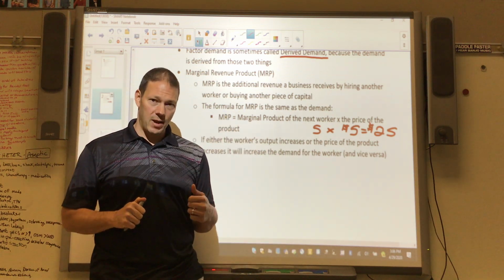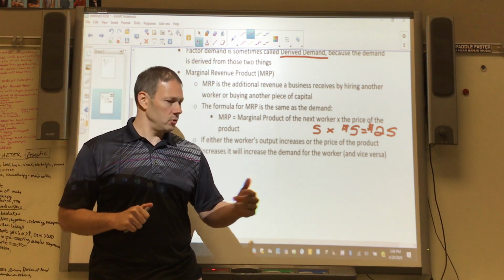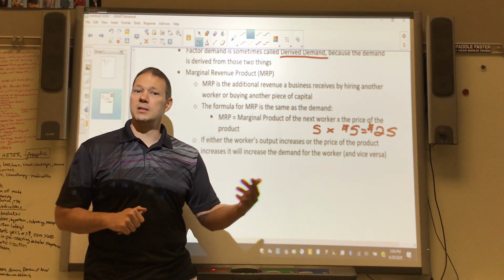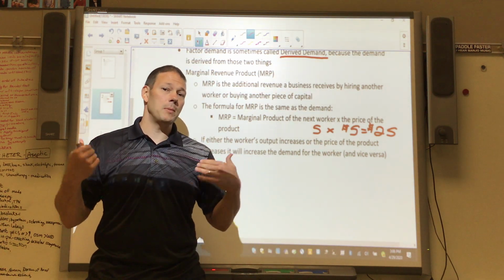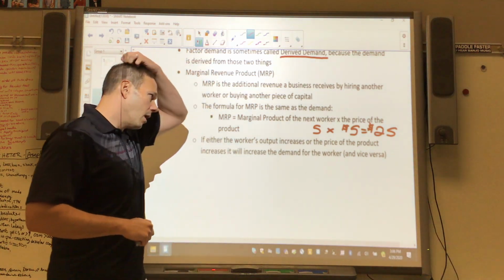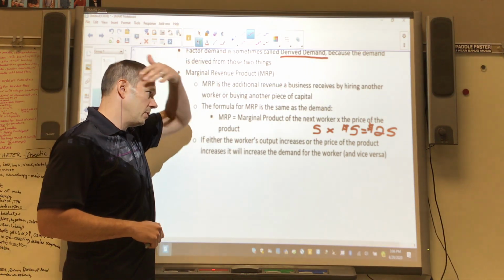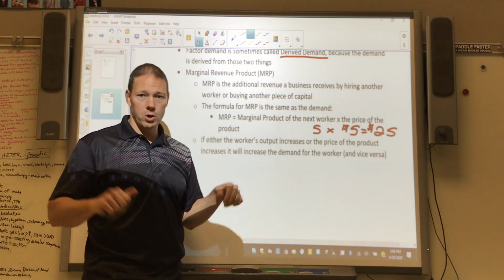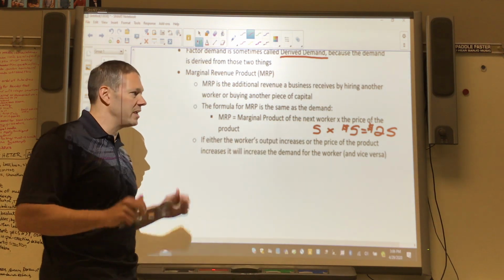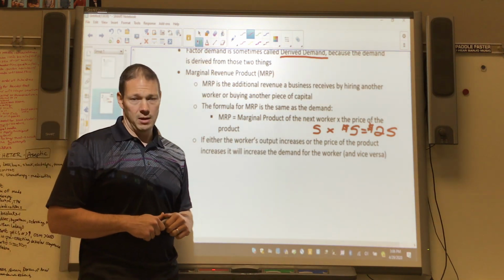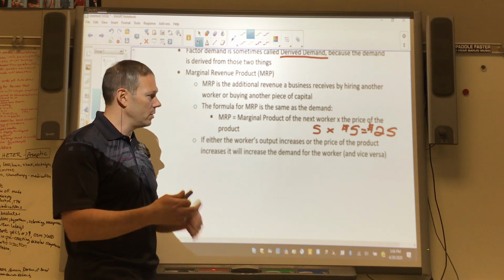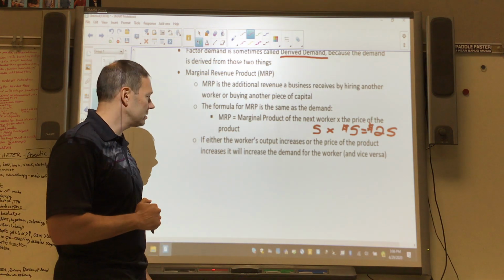If I can hire them for anything less than $25, I bring them on board, because anything less than $25 is going to be profit for me, right? So those two things are going to be basically that worker is worth, or that piece of machinery is worth $25 to me. If I pay more than that, not going to do it. Less than that, let's go ahead and make this happen.